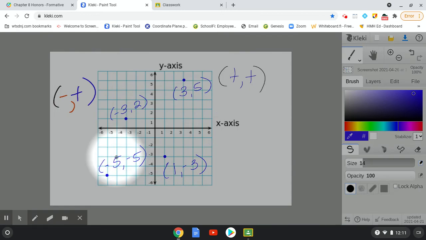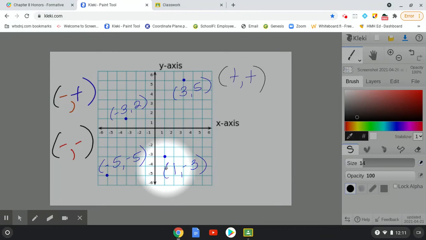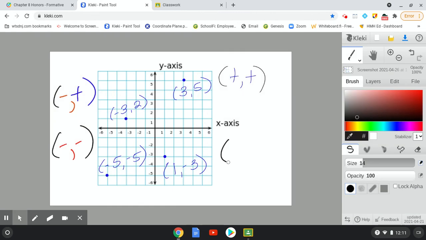For a coordinate that lands in quadrant 3, we would end up having a negative negative. From our origin, we would go left to a negative number, down to a negative number. So it makes sense. We would have a negative negative if it lands in quadrant 3. And in quadrant 4, we end up with a positive negative. In order to land in quadrant 4, starting at our origin, we would need to go right, which is a positive number, and down, which is a negative number. So in that case, we would end up having positive negative.